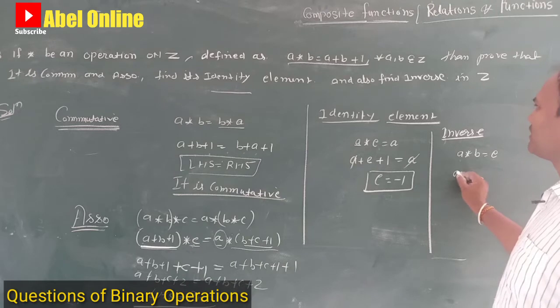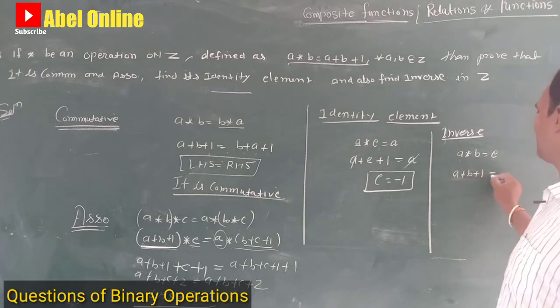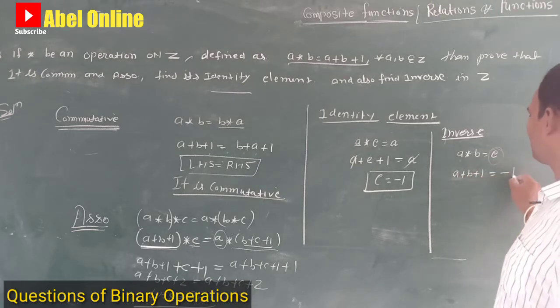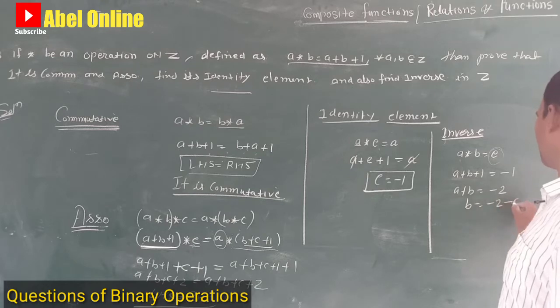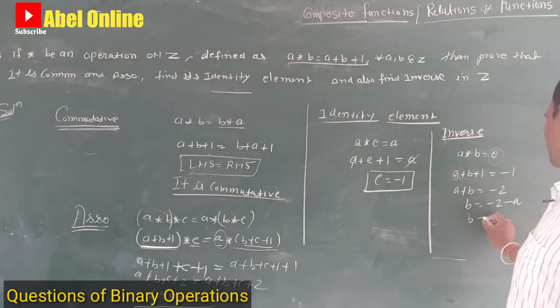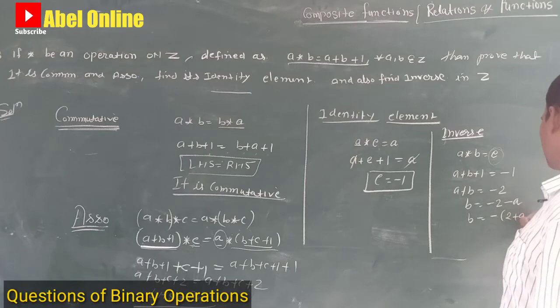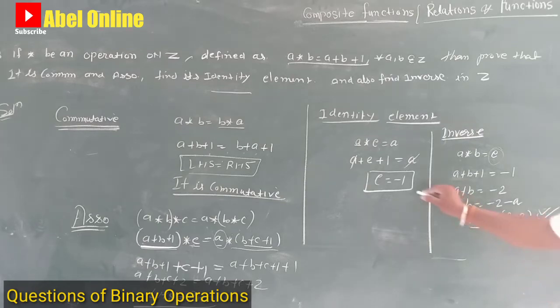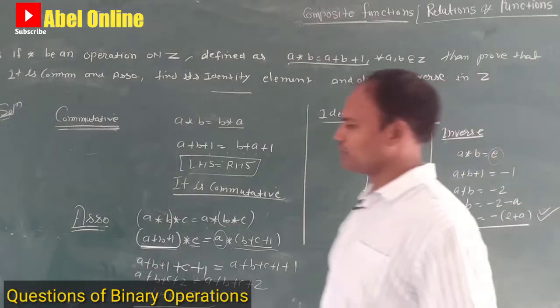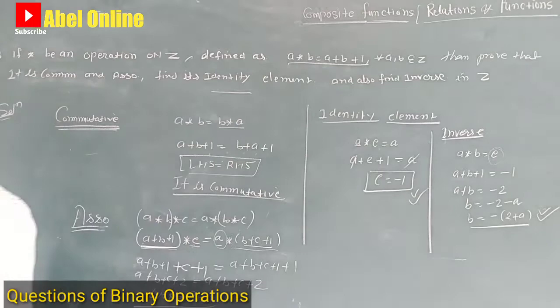A star B means A plus B plus 1, and the value of E is minus 1. So A plus B equals minus 2, so B equals minus 2 minus A. So the inverse of this is minus (2 plus A). So this is the inverse element and this is the identity element. Okay students, so this question is finished.